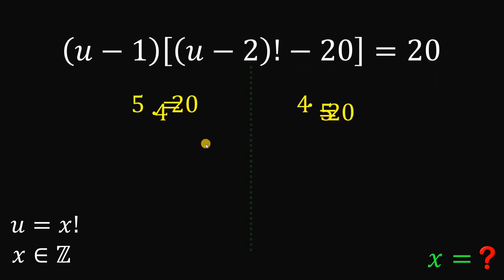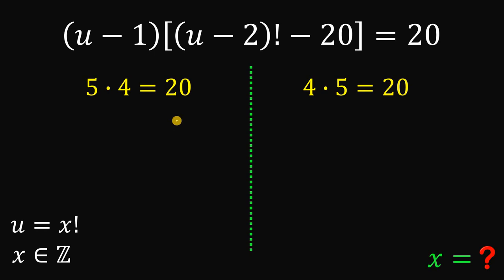Alright, so let's do that. Now, let's have this second case. So what if u minus 1 equals 4? So this is equal to 4, so the other factor must be equal to 5. Alright, now let's solve for the value of u. Let's add 1 on both sides. So u must be equal to 4 plus 1, and 4 plus 1, this will give us 5.